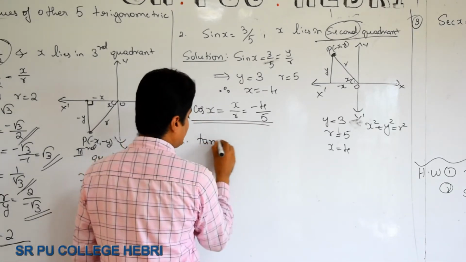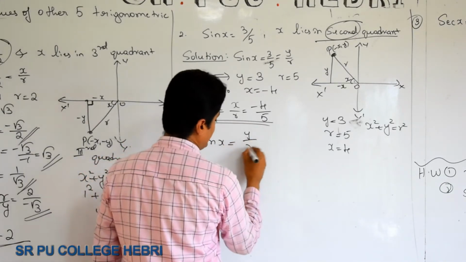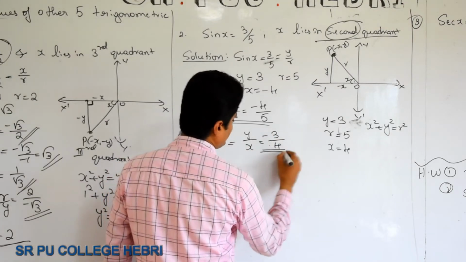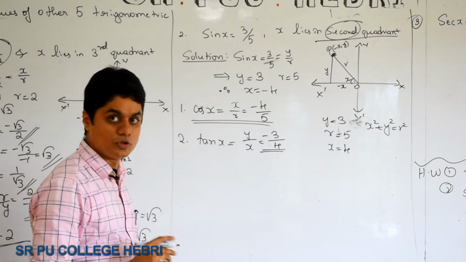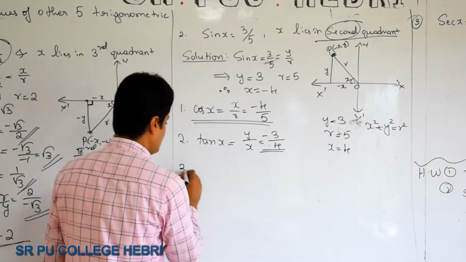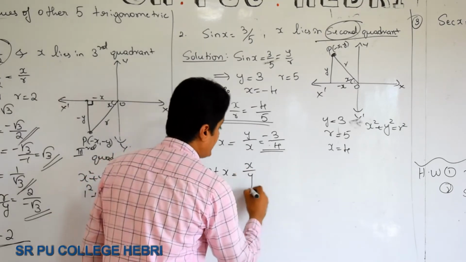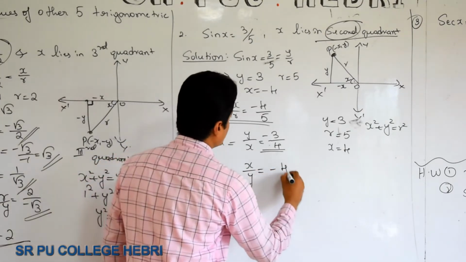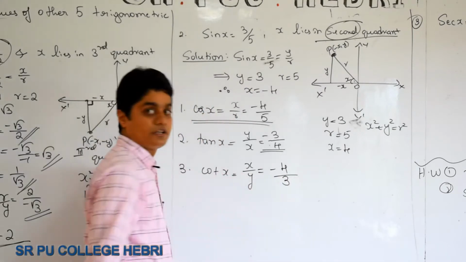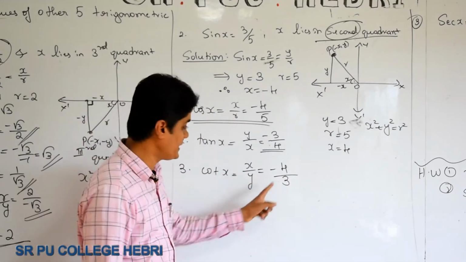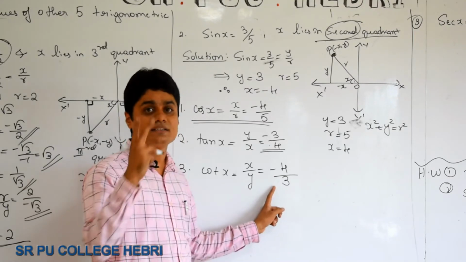Next, tan x. Tan x definition is y by x. Y is 3, x is minus 4. So the answer is minus 3 by 4. I hope you understood. Okay, very good. Third one, cot x. Cot x definition is x by y. What is x? Minus 4. What is y? 3. So it is minus 4 by 3. I hope you understood why you are getting negative, because we are in second quadrant.